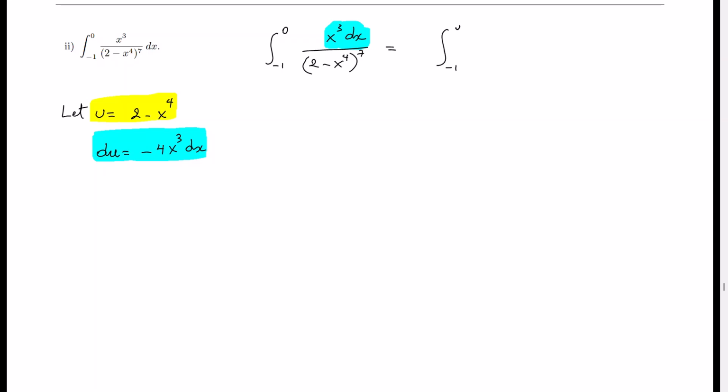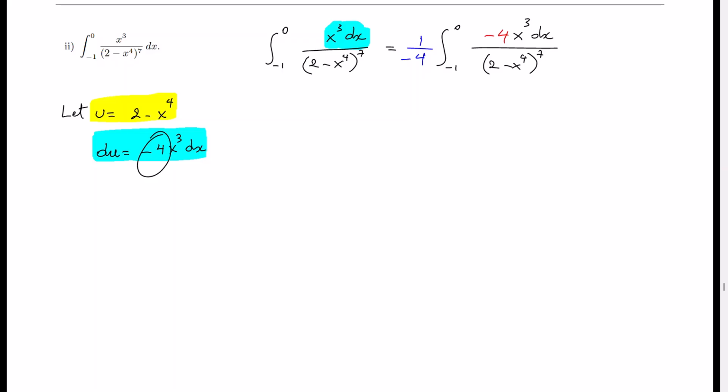So we're going to start with the negative 1, the 0. We still have x cubed and dx on the numerator. We still have 2 minus x to the 4 to the power of 7 on the denominator. I would like to add the extra negative 4. So I'm going to go ahead and do that. Put a negative 4 there. And to balance it out, I'll put 1 over negative 4 on the outside.